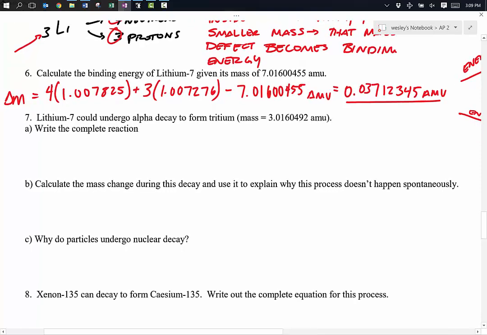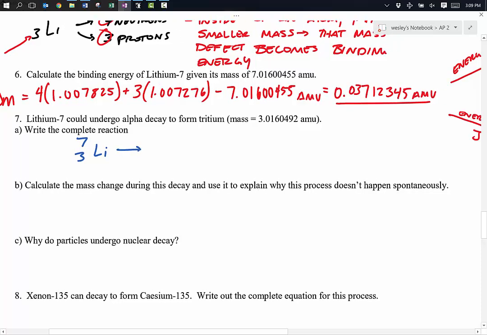Lithium-7 could undergo alpha decay to form tritium. So the complete reaction would be lithium 7,3. An alpha particle is a helium nucleus, 4,2 helium. We have to have the same number of particles, right? So if lithium is going to lose 2 protons, we're left with 1 proton, which means we have hydrogen. And if we have 7 nucleons total and we lose 4, we're left with 3. That's my complete reaction.